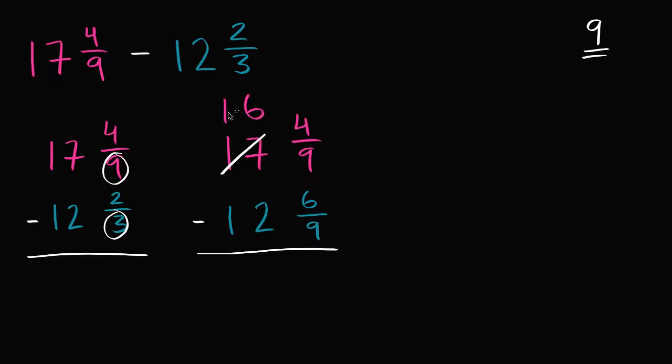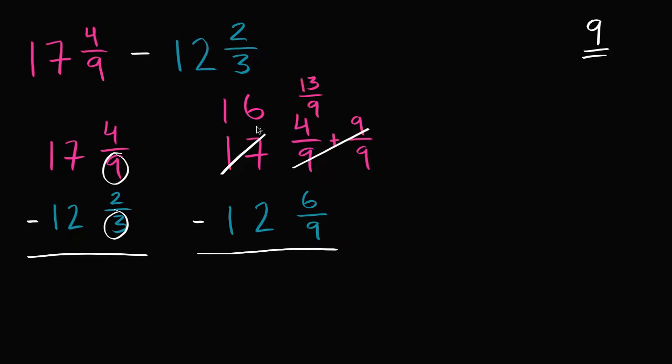And then that whole that I just took from the whole number place, I can add to the fraction. Well, a whole is just going to be 9/9. So all I did is regroup here. I took 9/9, which is 1, from 17. I'm left with 16, and then I added the 9/9 to the fractions place. What's 4/9 plus 9/9? Well, that's going to be 13/9. So this right over here is 13/9.